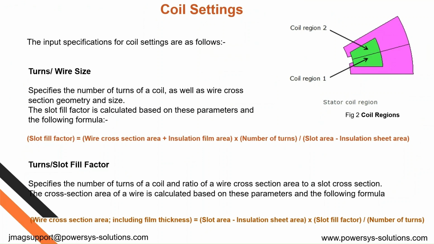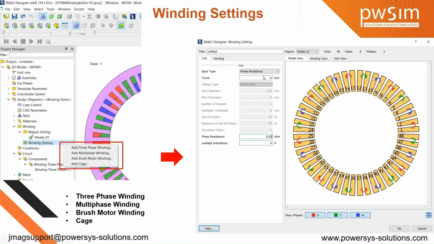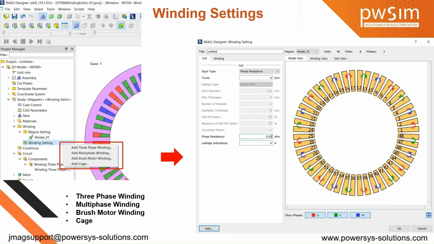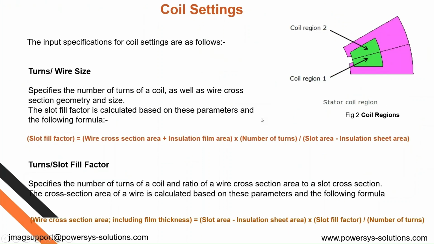Regarding the coil settings, as you can see on the screen, the first option is input type. If you select the phase resistance value itself, you cannot see many options; the other options are deactivated here. Only the options consisting of turns, phase resistance, and leakage inductance will appear in that input item. If you change the phase resistance type into any other type, such as turns per wire size or turns per slot fill factor, you can see all the other items in order to assign the values.